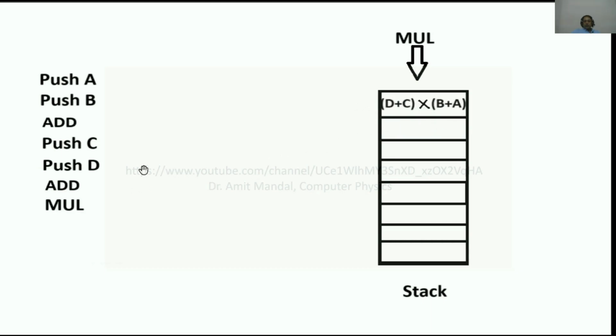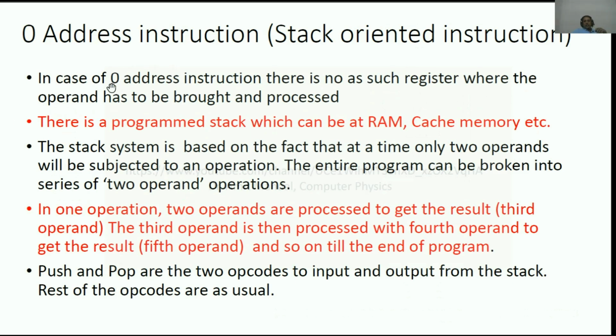Okay, and at last, suppose I want to keep whatever the data is at the top in register X, then I can write pop X. Pop is for removing the data, or shifting the data, from the top to the register where I want. So this is the zero address instruction method of execution of commands or instructions.